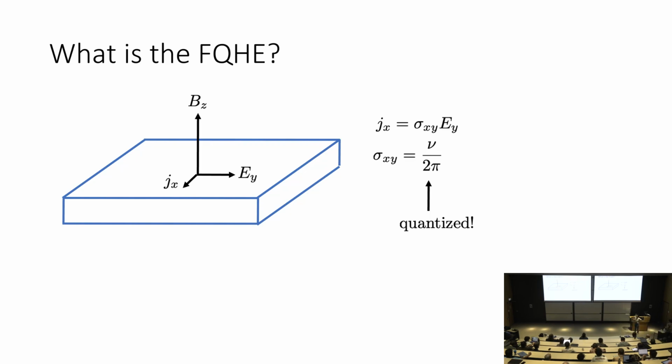The fractional quantum Hall effect occurs when you have a thin material and you put it in a magnetic field at low temperatures. The interesting thing that happens is that when you apply an electric field in the y direction, you get a current in the x direction. The proportionality of that current to the electric field is the Hall conductance. This Hall conductance is related to the filling fraction nu. And the interesting thing is that this nu is quantized at sufficiently low temperatures and in sufficiently nice materials.